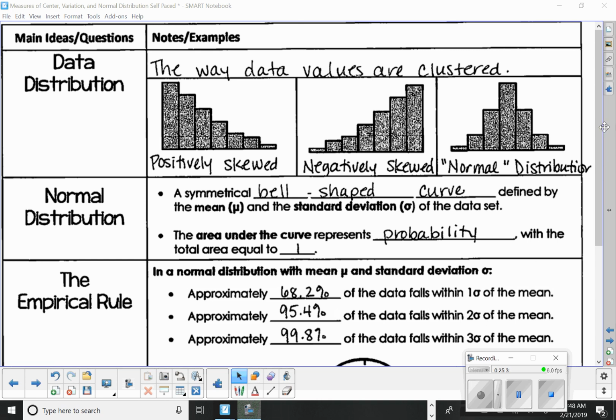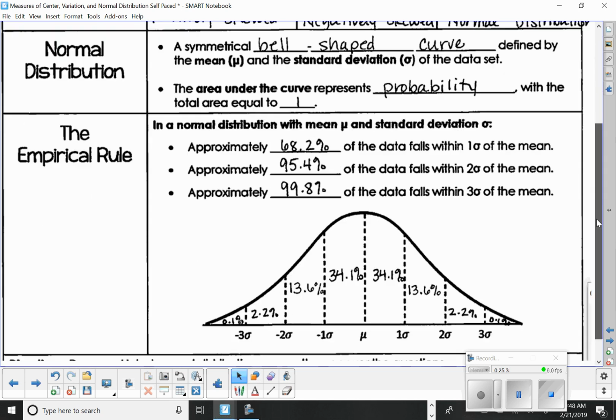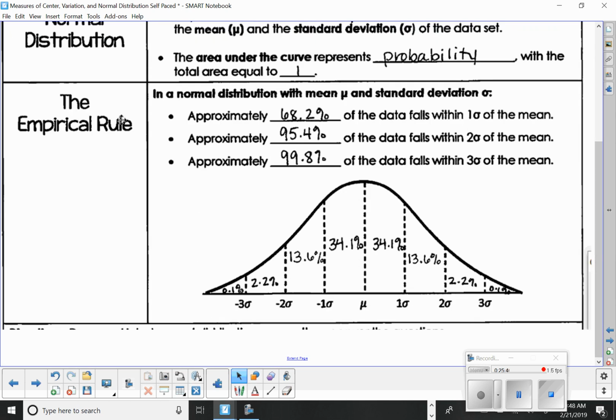Now, why is this important? Well, a lot of data is normally distributed, and when it's normally distributed, we can use what we call the empirical rule. All the stuff that you learned prior to this, mean, standard deviation, you use that to set up your normal curve. In a normal distribution with a mean mu and a standard deviation sigma, approximately 68.2% of the data fall within one standard deviation of the mean, 95.4 and 98.8.